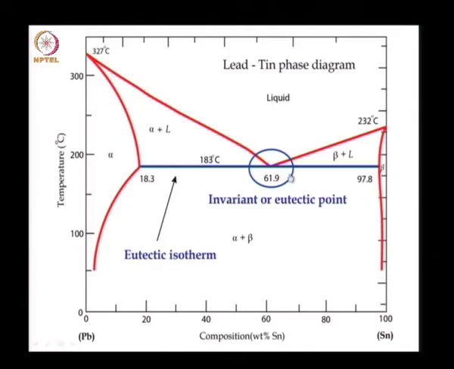This temperature below which the material exists as a two phase solid is called the eutectic isotherm. This defines the temperature below which the solids exist in two phases, and this point where the liquid completely changes into a solid without passing through an equilibrium region with both the solid and liquid is called the invariant or eutectic point.